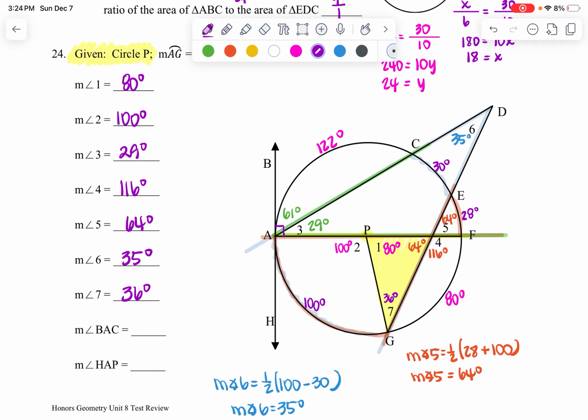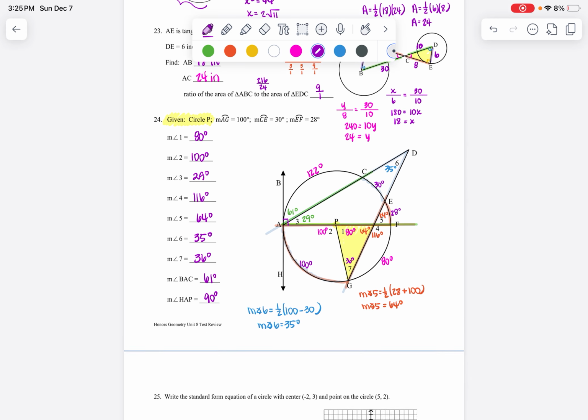Now it asks me to find some angles on the circle. I think we've already found them though. So the first one says BAC. So BAC, and yep, I already found that one, even though I didn't need it. It was 61 degrees, right? Half of the 122. And then of course, measure of HAP, right? That's just a tangent with the radius. So that is a 90-degree angle. Okay.